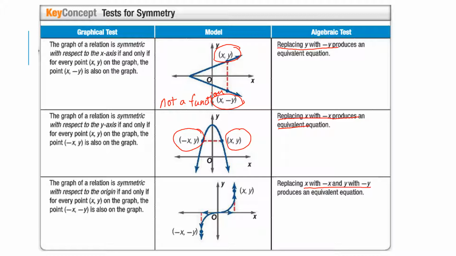These relationships are very important, okay? Because when I'm doing this with you in just a second, I'm going to show you both looking at it and then plugging things in. You need to be able to plug in y with negative y and get the same, x with negative x get the same, and then plug them both in and get the same to talk about symmetry if you don't want to graph it. So let's go ahead and try a problem.